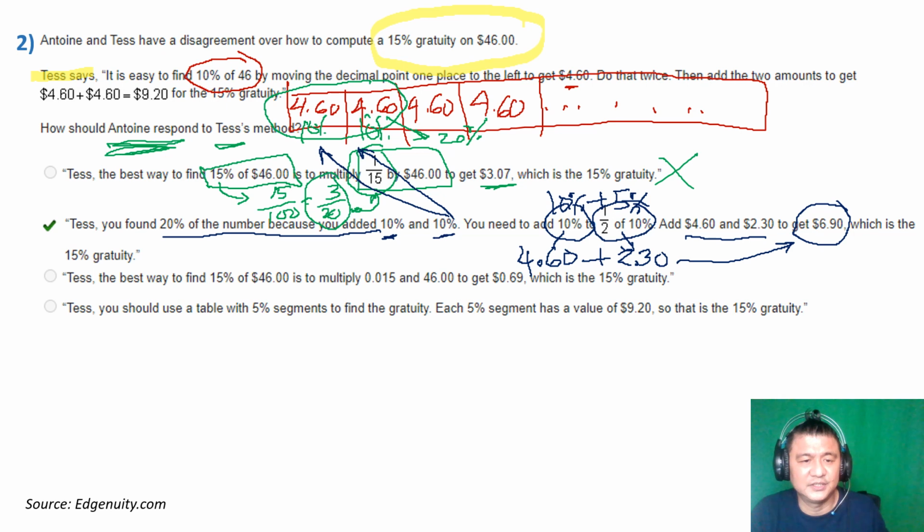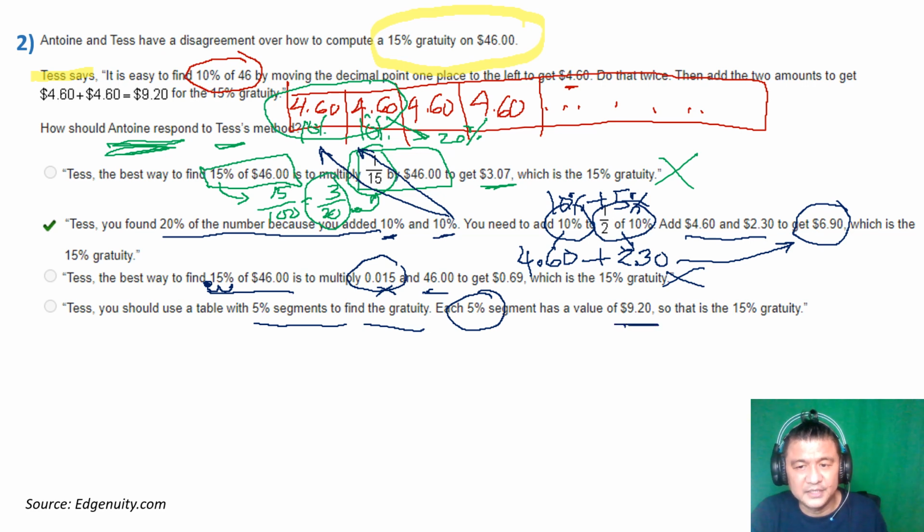Let's just check the others. Tess, the best way to find 15% of 46 is to multiply. Now she's using a decimal. Is that the correct decimal? Let's see. To the left, so 0.15. And what is this? 0.015. So the decimal is incorrect, so you cannot multiply it. Wrong. Next: Tess, you should use a table with 5% increments to find the gratuity. Each 5% segment has a value of 920.